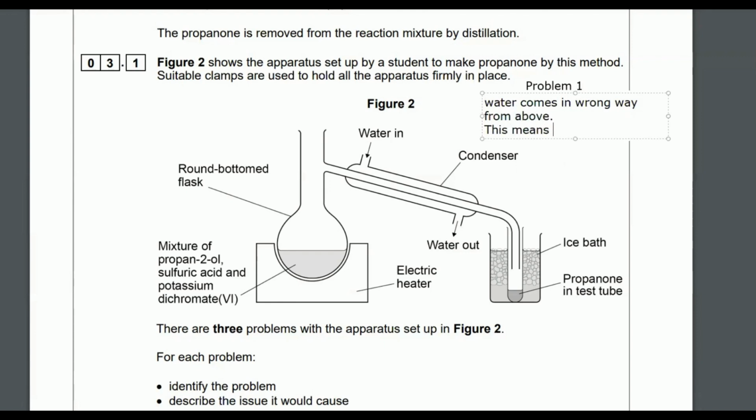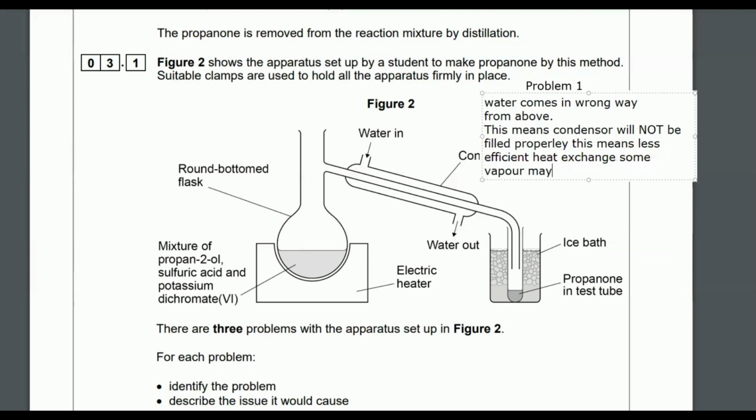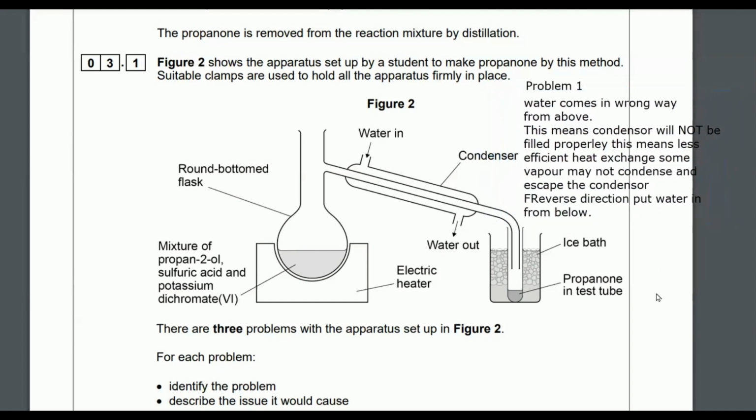And that means we won't get the most efficient heat exchange between the water in the condenser and the vapor inside the delivery tube. And what does that mean? That means that some of the propanone that we want to collect may come out as a vapor and escape. So essentially, we're not getting perfect condensation there. How should we correct this problem? We should reverse the direction of the water, so the water comes in at the bottom. That way it wells up from the bottom and it will completely fill the condenser. If it's going from bottom to top, it will completely fill the condenser and you will maximize the efficiency of the heat exchange. There's problem number 1, and that will get you 2 marks.